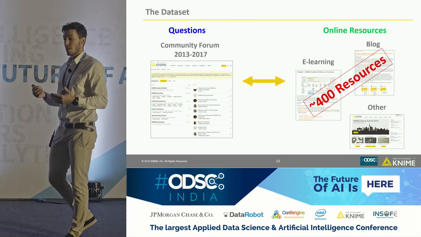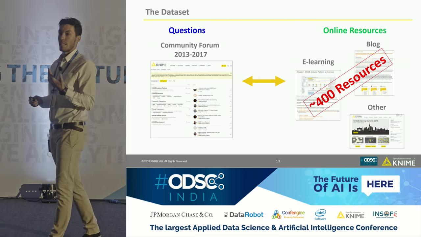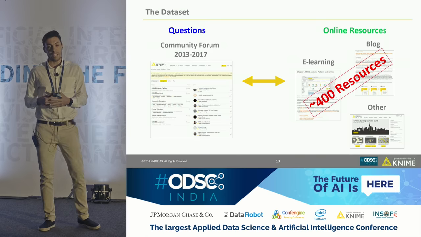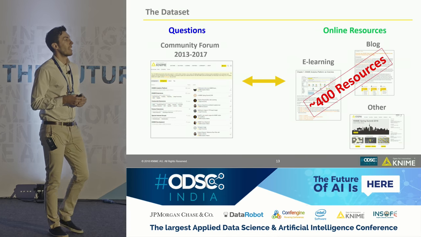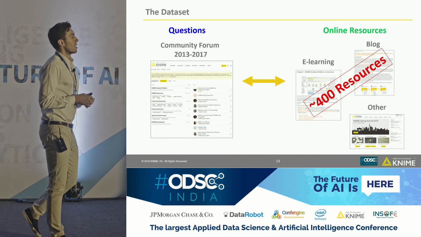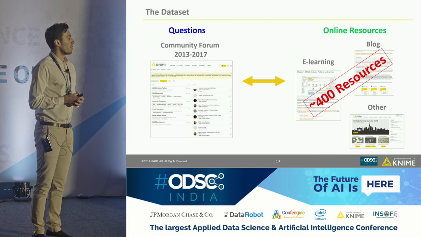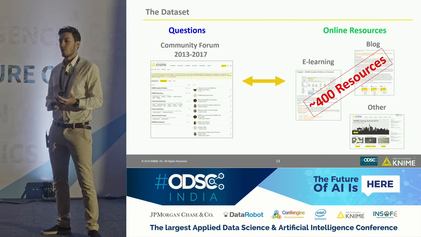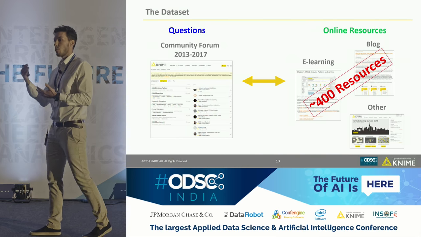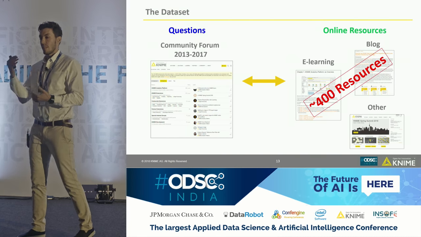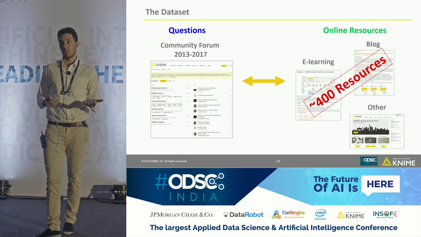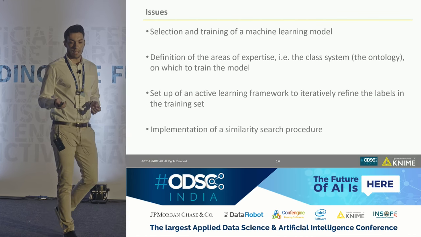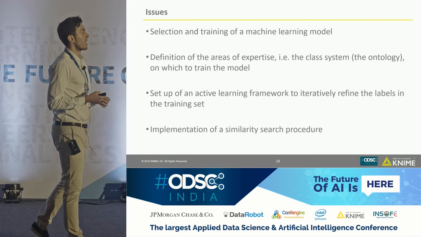So we thought, okay, maybe an active learning cycle might help to basically find a better class system, right? But in the end, even in this case, we had to rethink the problem. There was no solution because there were too many resources, and we couldn't match all of those with the questions that were available. So the issues in this case were multiple.